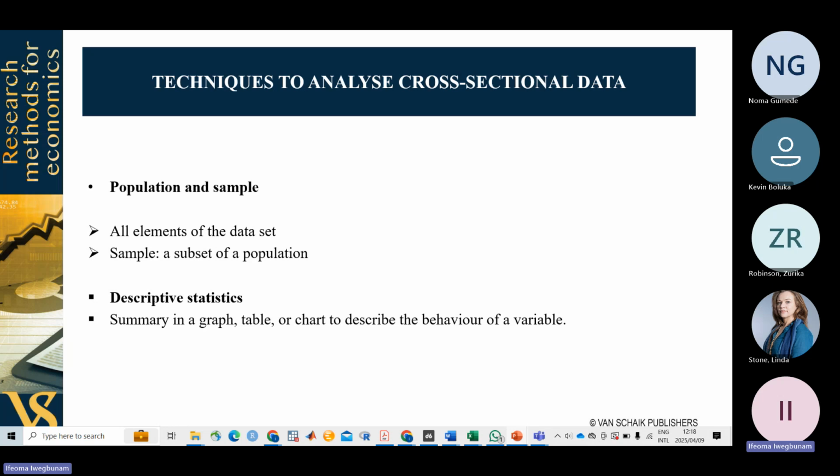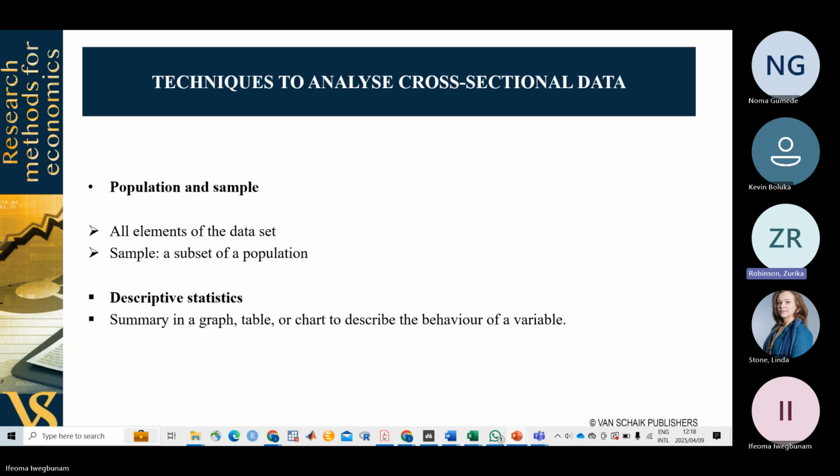So here we just have to look at techniques for cross-sectional data. But before I go forward, I just want to know if anybody has a question so far based on what we've covered. Dr. Iwekunam, Ifoma, maybe, yes.